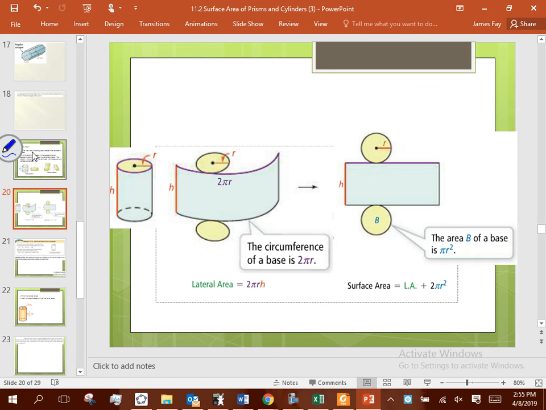That allows us to make the conclusion that the surface area formula for a cylinder is no different than the surface area formula for a prism. They are the same. LA plus 2B. Now, for a prism, LA could be 10 rectangles, it could be 12 rectangles, it could be 20 rectangles, it could be 1,000 rectangles.